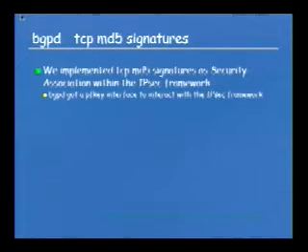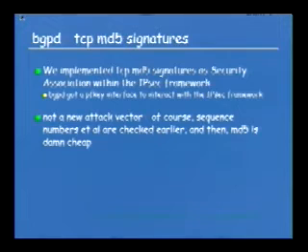TCP MD5 signatures. TCP sessions are not really authenticated, as we all know, so we implemented TCP MD5 signatures as security associations within the IPSec framework because they are really just a special form of IPSec authentication header. That means that I had to code a PF_KEY interface in BGPD, which was really not fun, to interact with the IPSec framework.